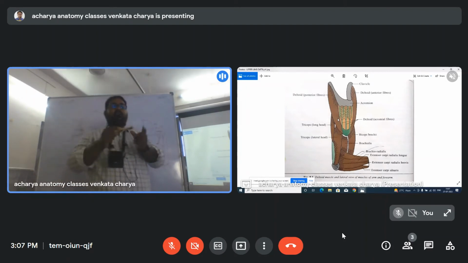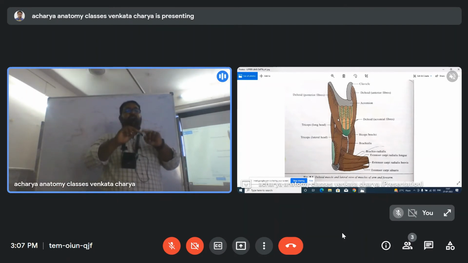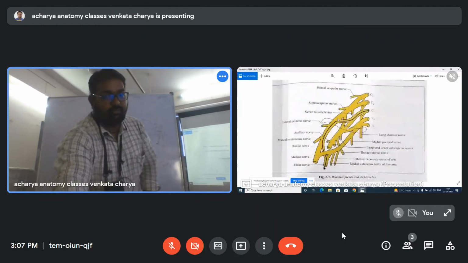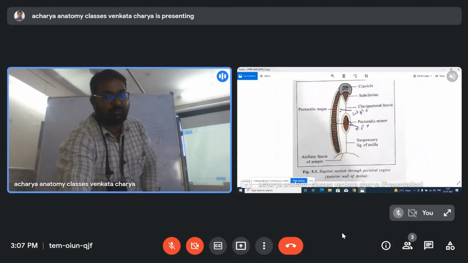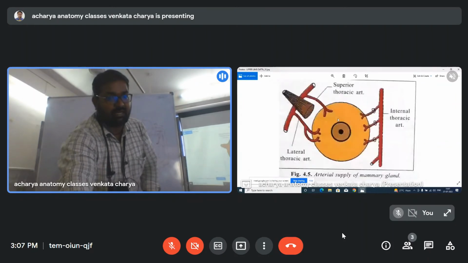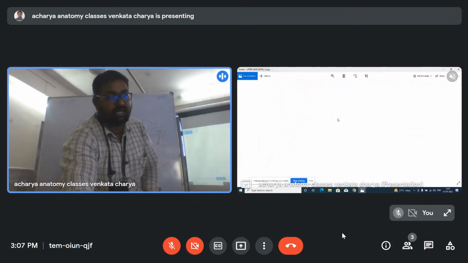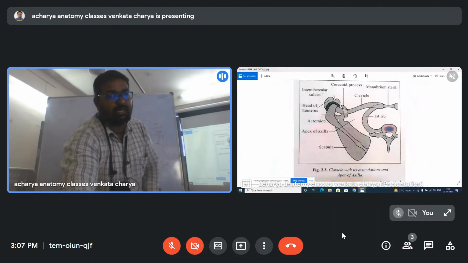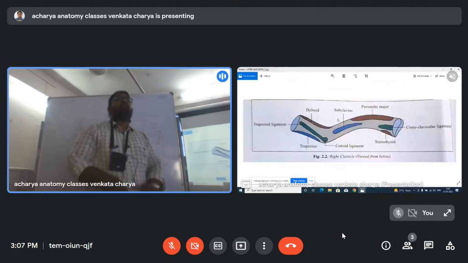So superior surface is a smooth surface, inferior surface is a rough surface. So why is it rough? Because there is a presence of conoid tubercle and trapezoid ridge.